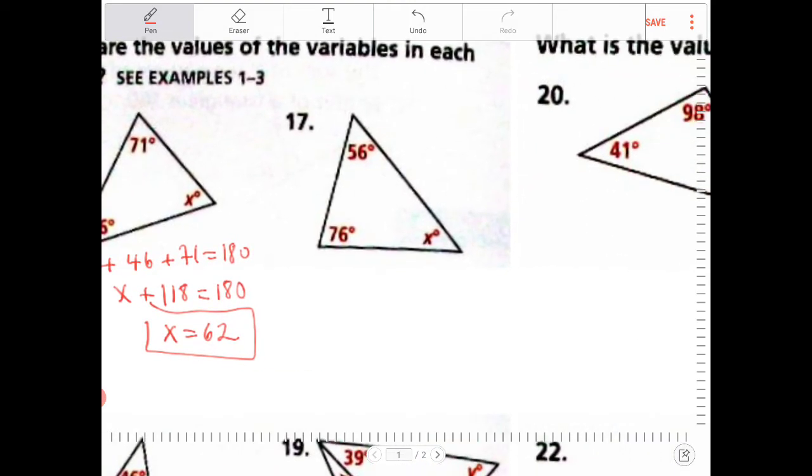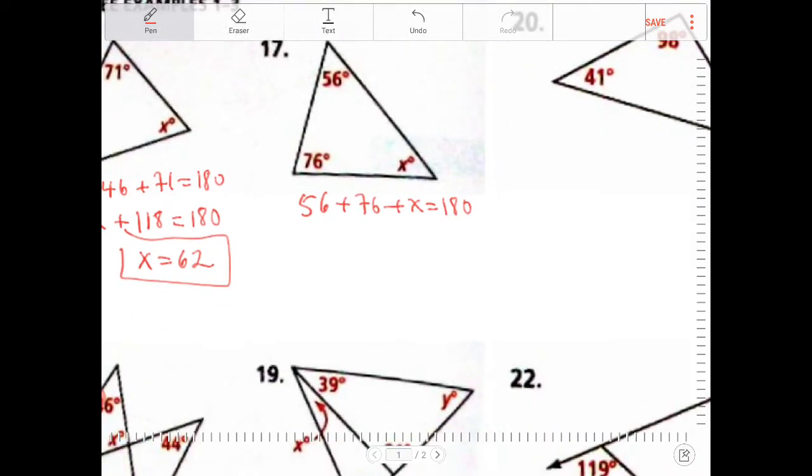All right, so 56 plus 76 plus x is equal to 180. Combine like terms, and I end up with 132 plus x is equal to 180. Subtract 132 from both sides, and I end up with 48.